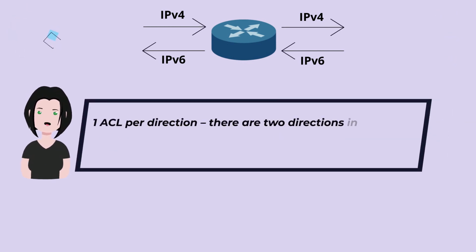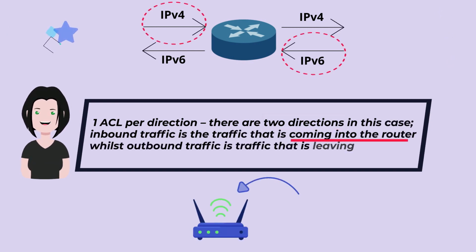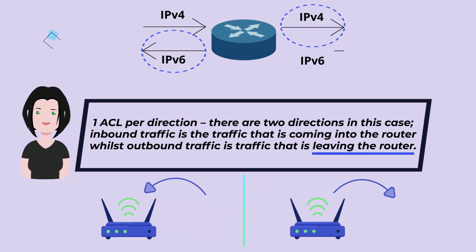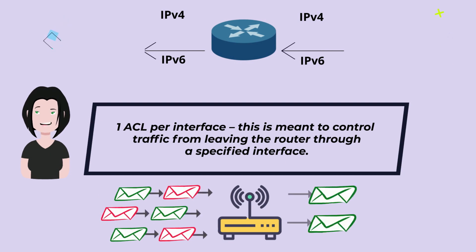Next, one ACL per direction. There are two directions in this case. Inbound traffic is the traffic that is coming into the router, whilst outbound traffic is traffic that is leaving the router. Last, one ACL per interface. This is meant to control traffic leaving the router through a specified interface.